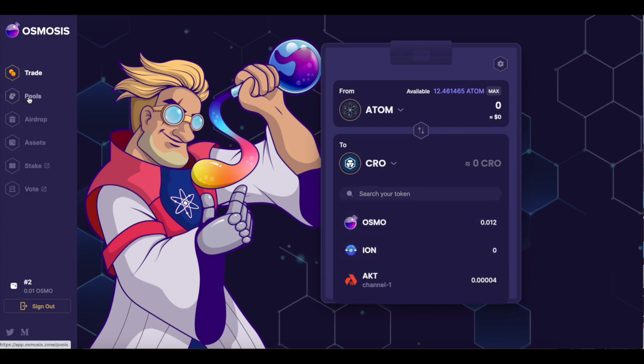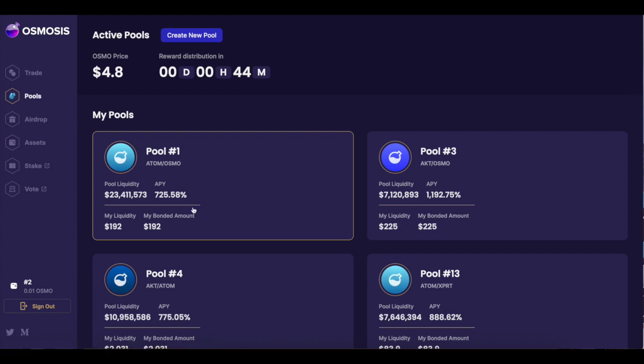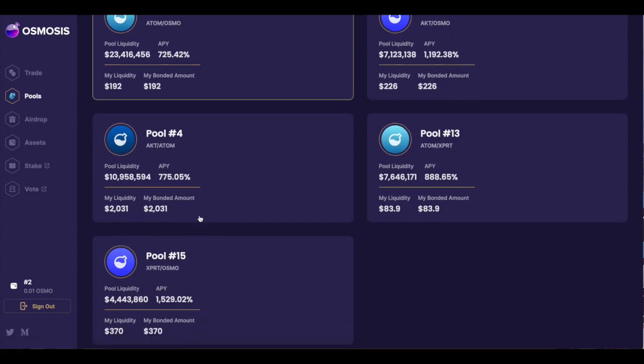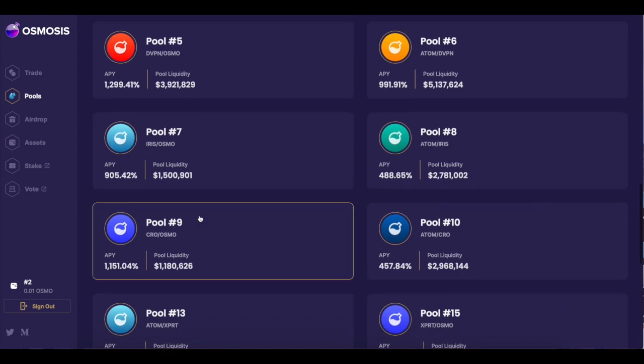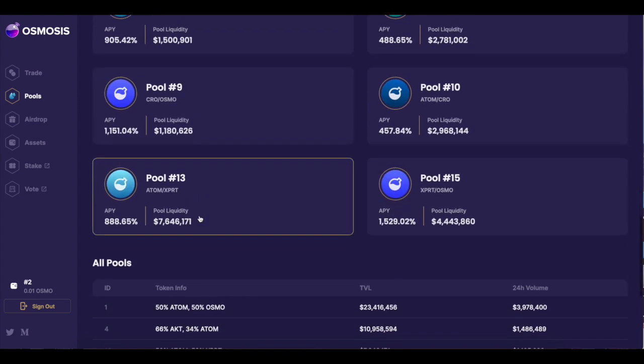And then you can go into the pools and provide liquidity for whatever you want. So anyways, guys, that's really how you get your money over to Atom and get it onto the Osmosis ecosystem and play around with this.